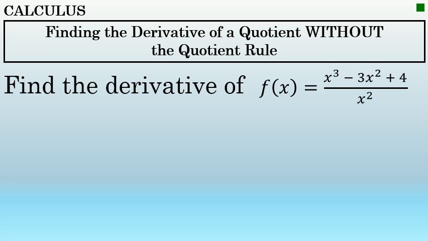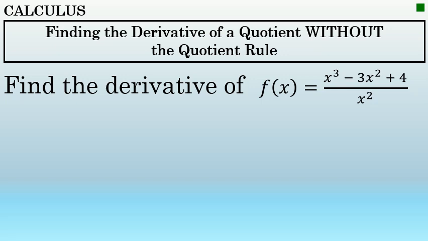To find the derivative of f of x equals (x to the third minus 3x squared plus 4) all over x squared, although it is a quotient, it does not require the quotient rule to differentiate. When differentiating a quotient, the quotient rule is not always the best approach.